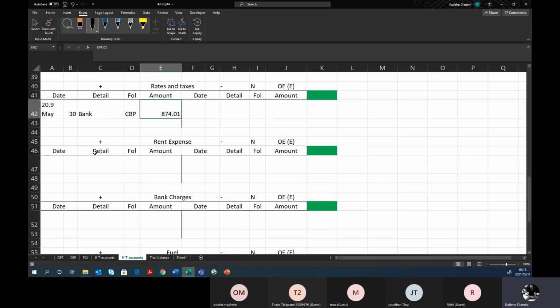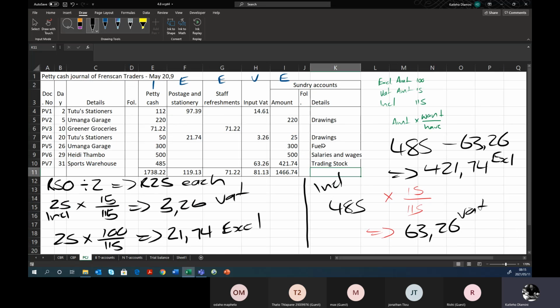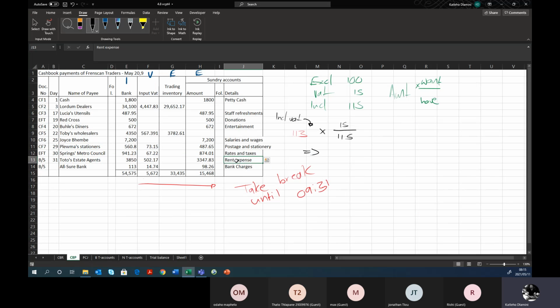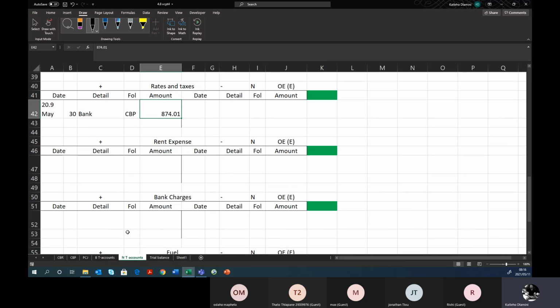Obviously, this one again is in the CBP, and could be in the PCJ as well. CBP rent expense is over here. There is no other rent expense that I can see. So this is for 3,347 rent. Contra account is still bank account. So the contra account for all of these is going to be my bank account.